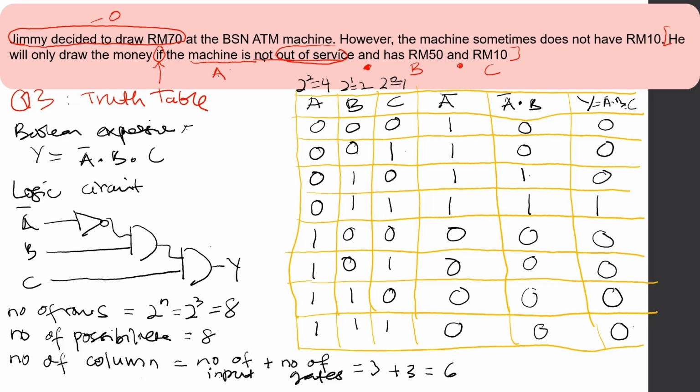Okay, is it correct? A naught B, check. 0, 0, 0, 0, 0, 1, 0, 0, 0, 0. Okay, correct. So that's it for today. Later on we will continue with the second question.